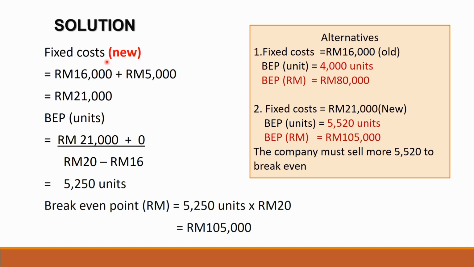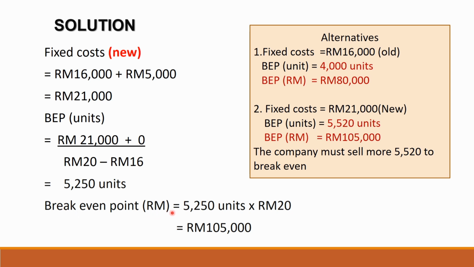First, you have to calculate the new fixed cost. So RM16,000 plus RM5,000 and we will get the new fixed cost, RM21,000. And the new break-even point in units is RM21,000 divided by RM20 less RM16, and you get the new break-even point, 5,250 units. So now we have to calculate the break-even point in RM.